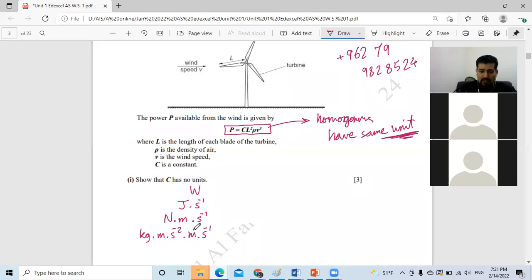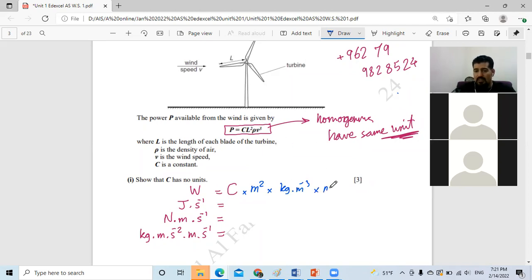All of this is supposed to be equal to the other side, the right side. The right side is C, which we are going to show with the 3 marks is unitless, it doesn't have any unit. Multiplied by the length squared. The length is supposed to be in meters, so meter squared. Multiplied by the density, and we know that the density is kilogram per cubic meter. Multiplied by what?